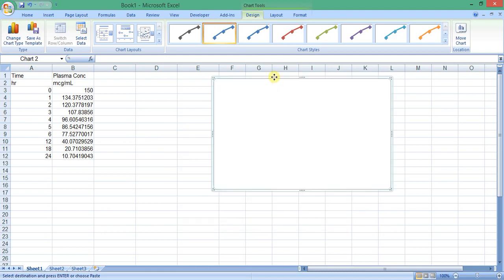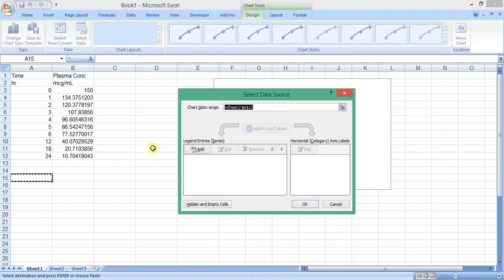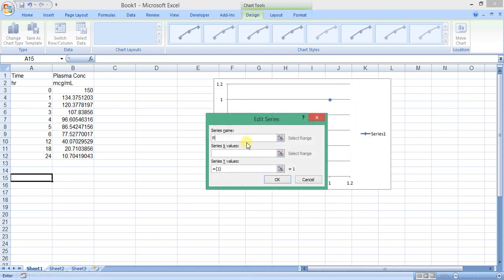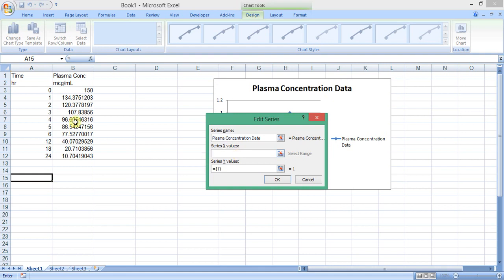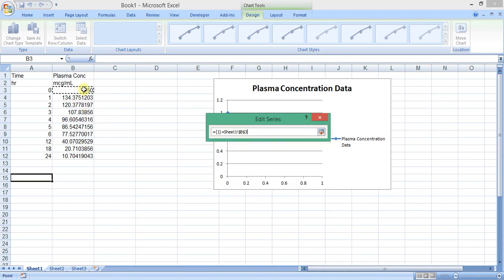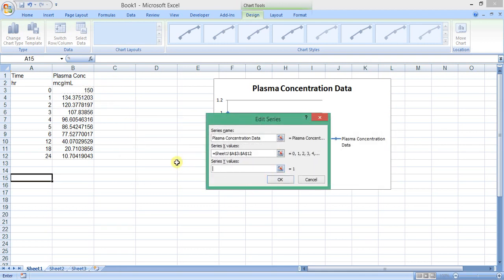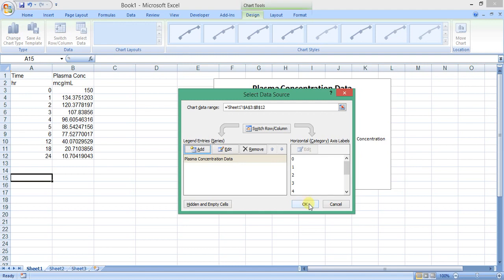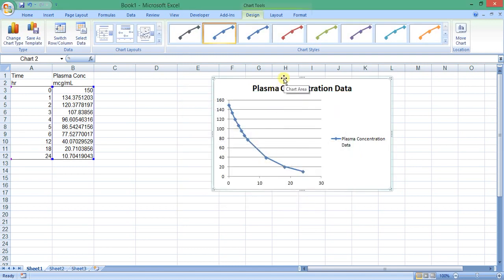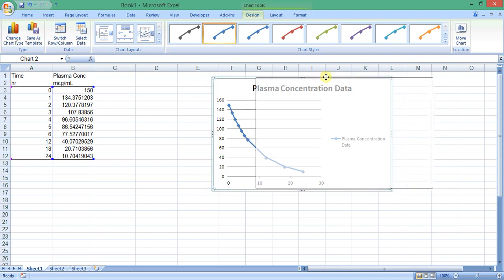Select the new chart, from the chart tools design tab, select data, add new data series, name it, select the X values, then select the Y values. Okay. The plasma concentration versus time data were plotted.